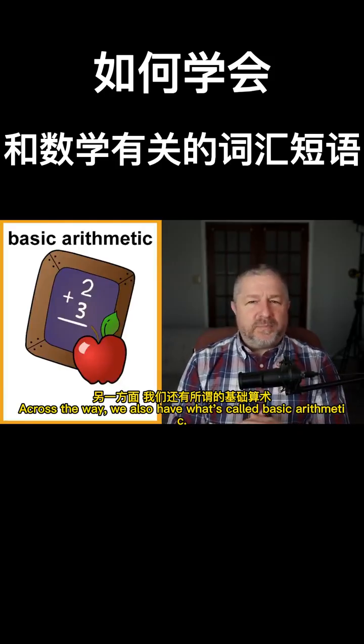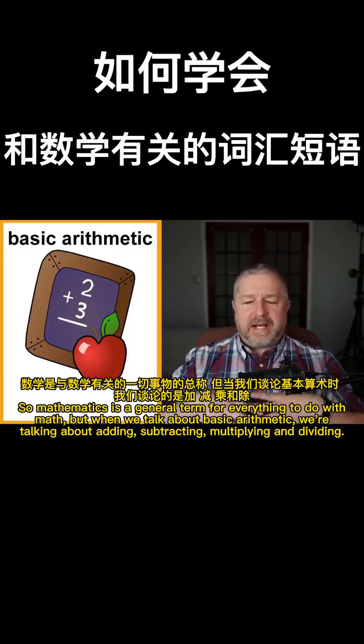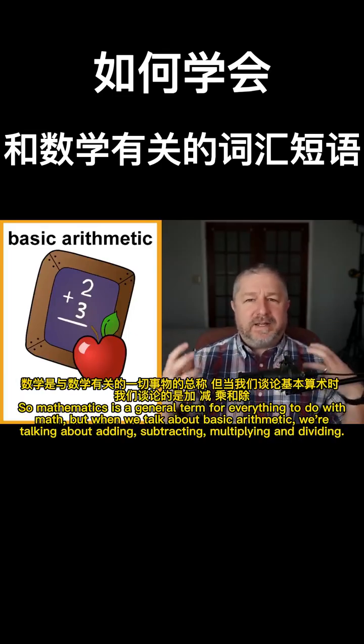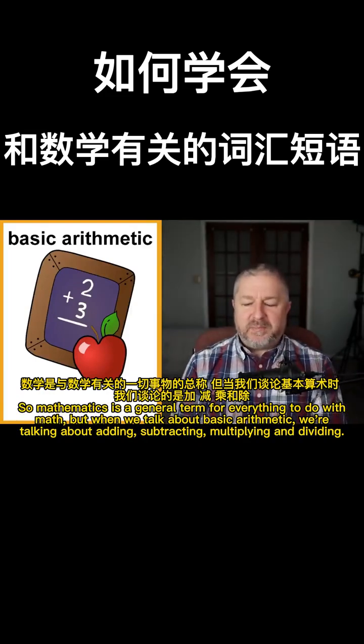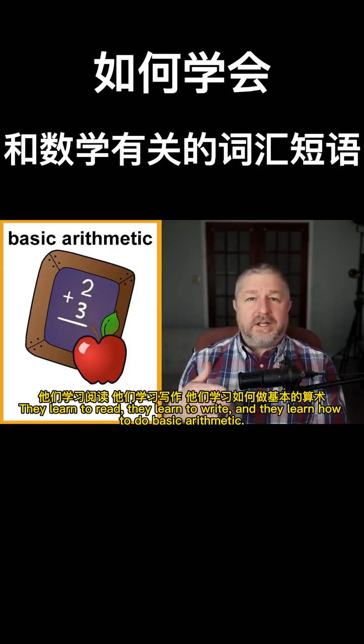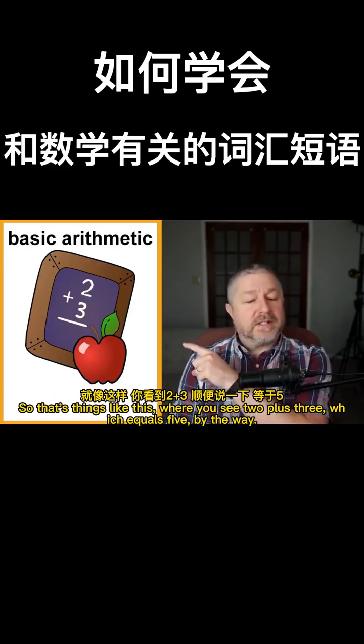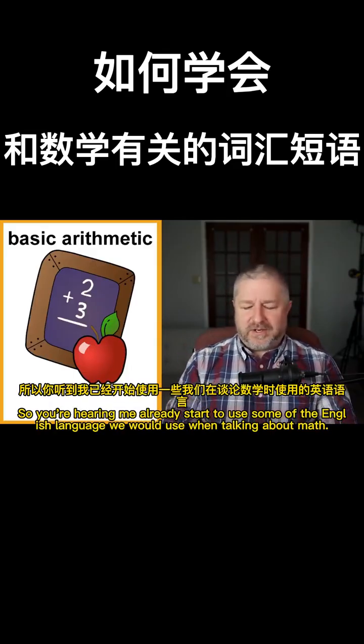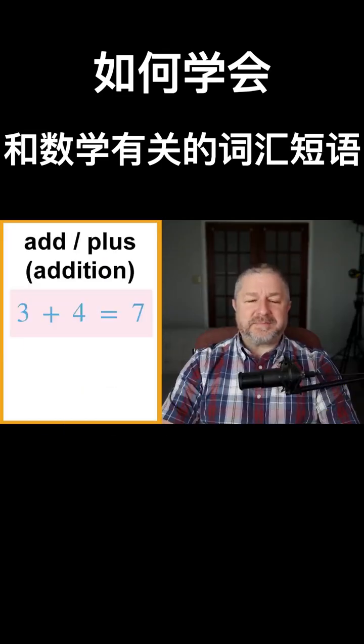We also have what's called basic arithmetic. So mathematics is a general term for everything to do with math. But when we talk about basic arithmetic, we're talking about adding, subtracting, multiplying, and dividing. Kids, when they go to school, one of the first things they learn is basic arithmetic. They learn to read, they learn to write, and they learn how to do basic arithmetic. So that's things like this, where you see 2 plus 3, which equals 5, by the way. So you're hearing me already start to use some of the English language we would use when talking about math.